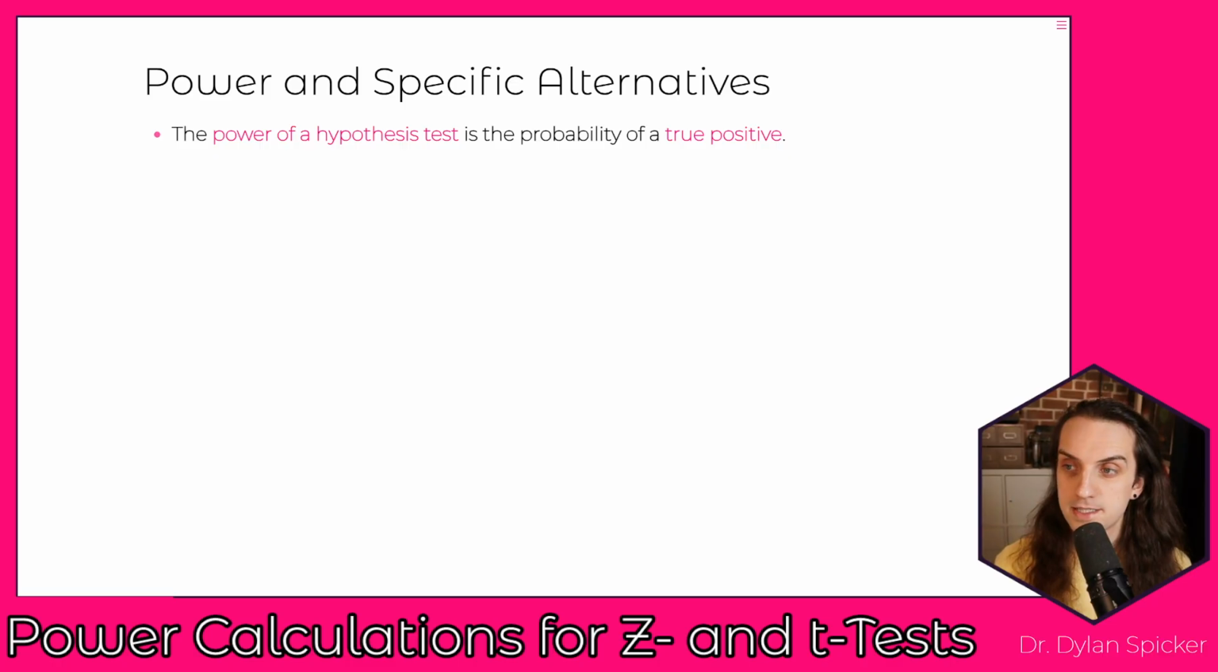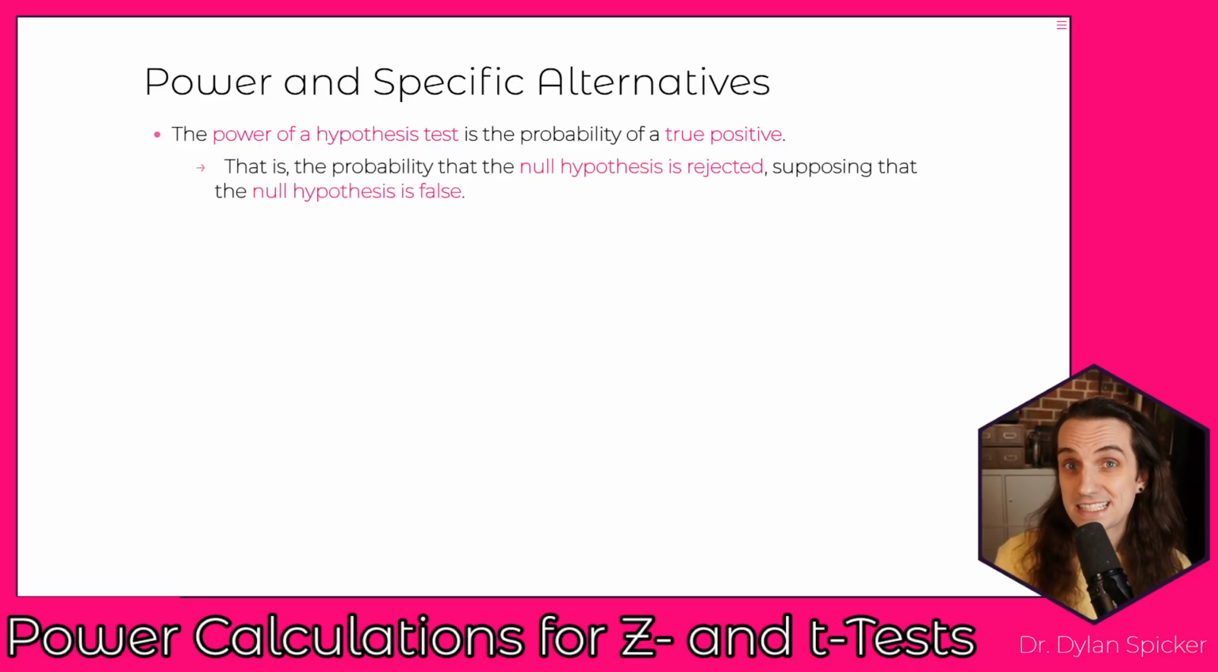The power of a hypothesis test is the probability that we observe a true positive result. So that is to say, it's the probability that the null hypothesis is rejected, supposing that the null hypothesis is actually false. Right? So if we reject the null hypothesis, we say we have a positive result, and we want to know, well, what is the probability that we observe a positive result when that was what we were supposed to observe? What is the probability that we actually detect a positive result given the true value of the parameter?